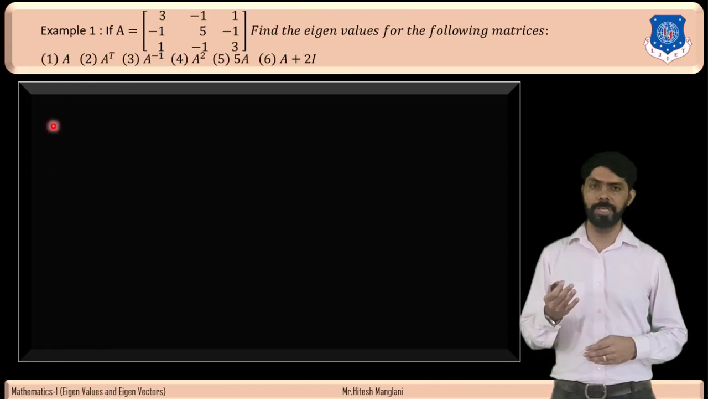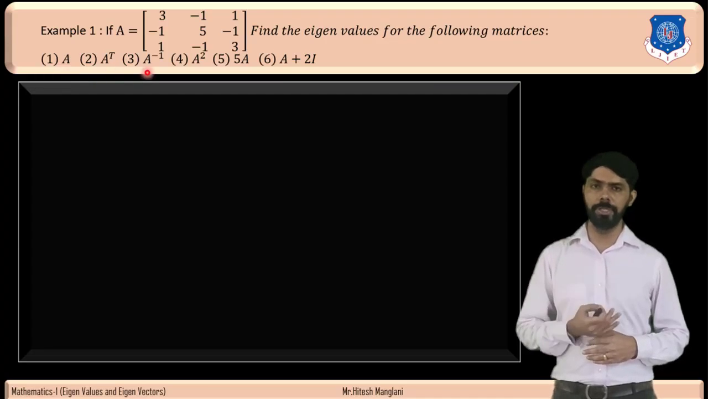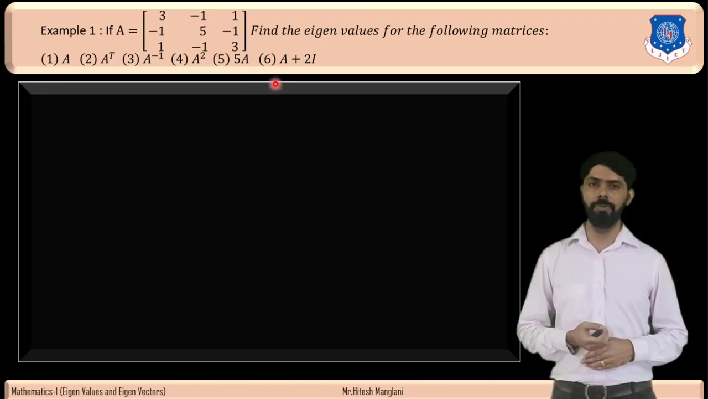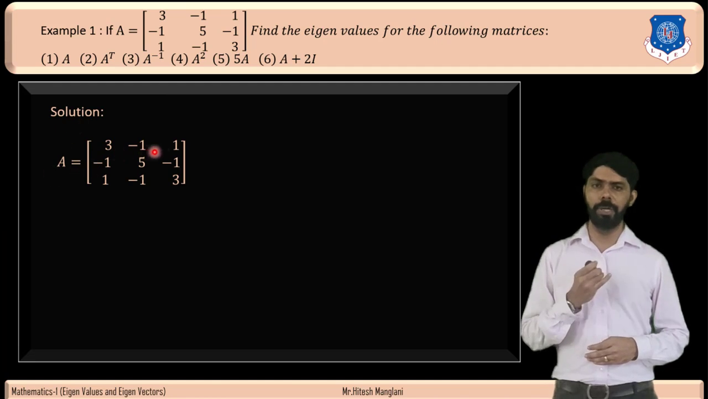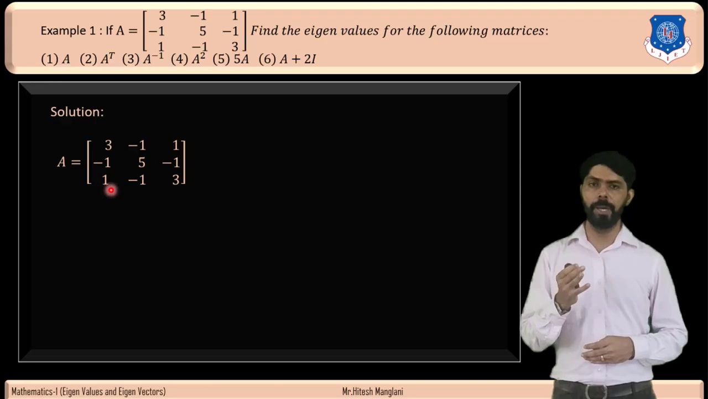Now let us discuss the first example. If matrix A is equal to [3 -1 1; -1 5 -1; 1 -1 3], then find the eigenvalues for the following matrices: first A, second A transpose, third A inverse, fourth A square, fifth 5A, and sixth A plus 2I. So in this example we have to find the eigenvalues for these matrices. Here the given matrix is of order 3, so A is equal to [3 -1 1; -1 5 -1; 1 -1 3].